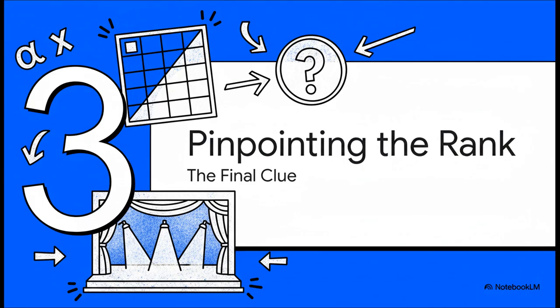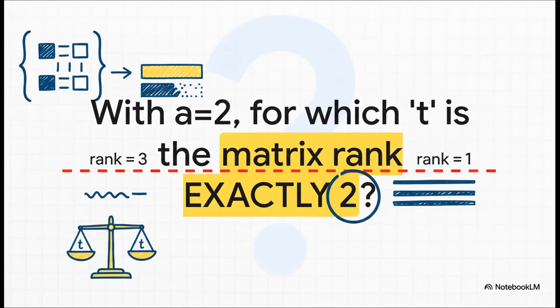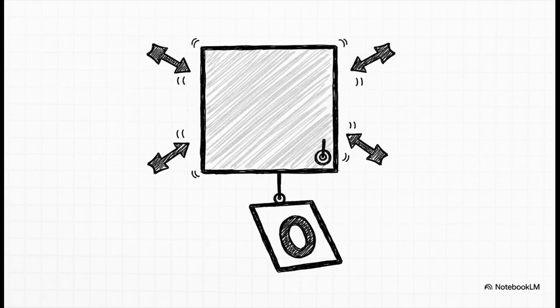Okay, with a unmasked, we can plug that value of 2 into our matrix and get ready for the final piece of the puzzle. The stage is set. So we know how to make the rank collapse all the way to 1, but that's not what we're looking for now. We're looking for a partial collapse. We need to find the one specific value of t that makes this matrix's rank exactly 2, not 3 and not 1, exactly 2. For this final hunt, we've got another classic tool from the detective's toolkit, the determinant.